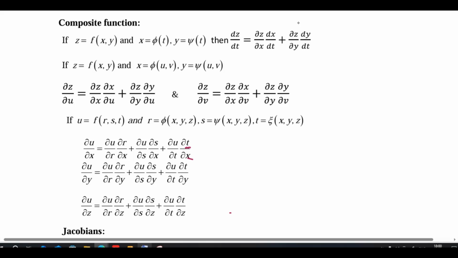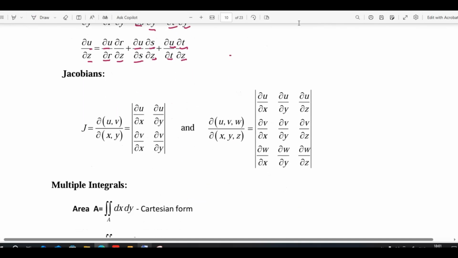Then ∂u/∂y will be ∂u/∂r into ∂r/∂y plus ∂u/∂s into ∂s/∂y plus ∂u/∂t into ∂t/∂y. Then ∂u/∂z will be ∂u/∂r into ∂r/∂z plus ∂u/∂s into ∂s/∂z plus ∂u/∂t into ∂t/∂z. This will be the formula for composite functions. Then you have the next one, Jacobian functions.